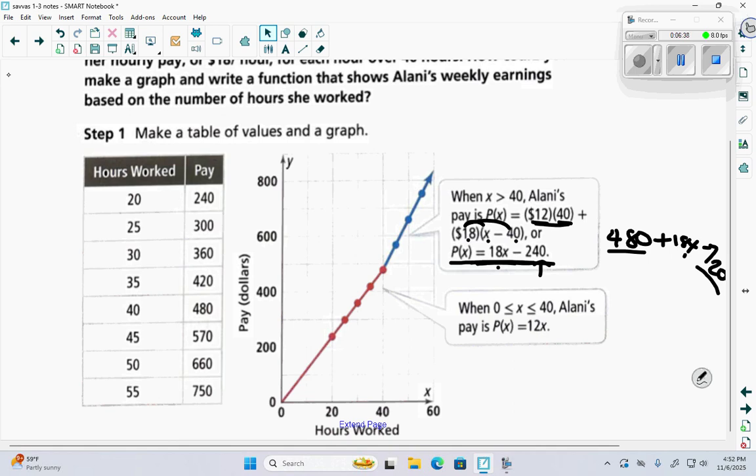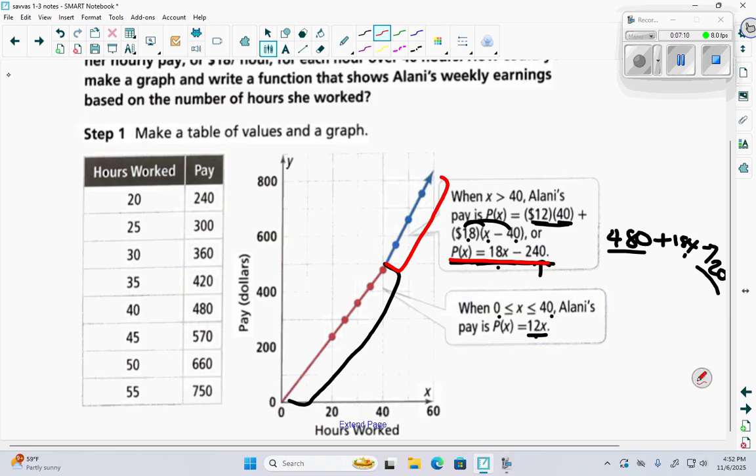The bottom one is just showing what the equation would be. So the red line, you're going to write this, from 0 to 40. When she works 1 hour, 2 hours, 3 hours, all the way up to 40, she gets paid 12 per hour. So the equation from here to here is this one. And the equation from this point on, not at 40 but beyond 40, is this one. So we have two separate equations.